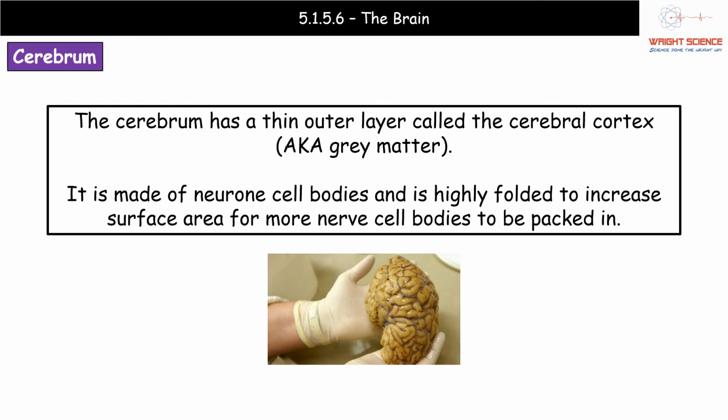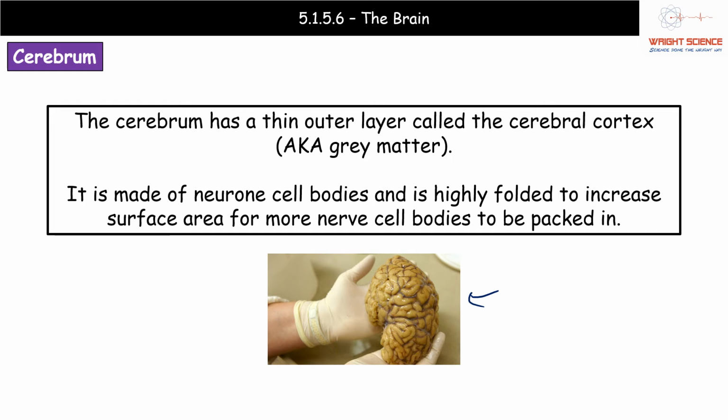If we then think about what the brain really looks like, I've given you a picture down at the bottom here. There is a brain. Now, the cerebrum actually has this thin outer layer, which we refer to as the cerebral cortex. And hopefully we're thinking we've heard that word cortex before, and we've heard about it in the adrenal glands, in the kidneys, and the cortex, if you remember, is that layer around the outside. Same thing here. In our brain, this cerebral cortex is called the grey matter.